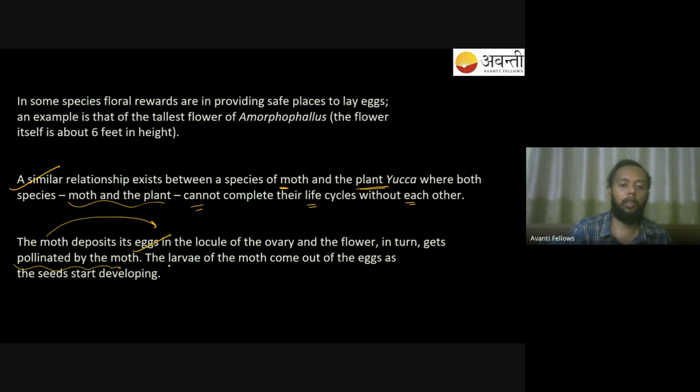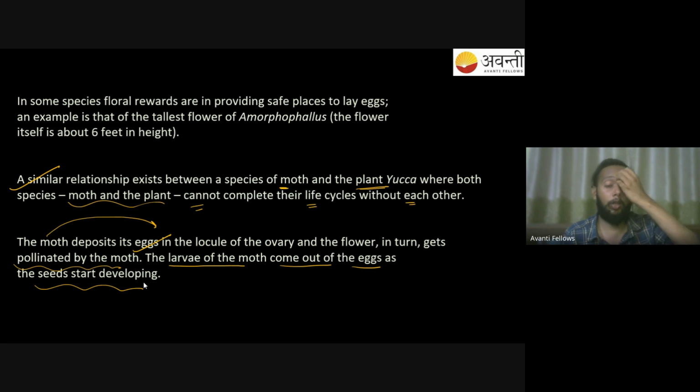The larva of the moth comes out of the egg as the seeds start developing. The larva will come out, and the larva can sometimes also feed on the seeds. But because the seed number is very high, it does not affect the plant. The plant only benefits. So that is something you have to understand, that you will find an example like this, where two species are dependent on each other for the completion of the life cycle.